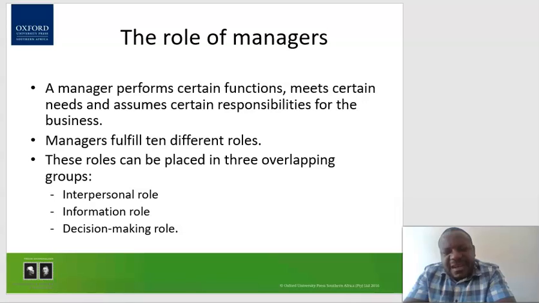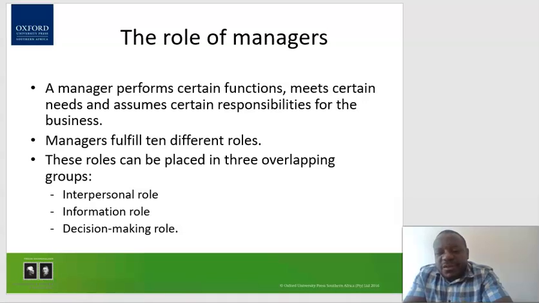Managers, if you read the textbook, as I said, this is now part of your tutorial task. Managers perform certain functions, they meet certain needs, and assume certain responsibility for the business. They fulfill 10 different roles, which are clearly stated in your textbook. And these roles can be classified into 3 overlapping groups, which are the interpersonal role, the information role, and the decision-making role. So they play 10 different roles, but those roles can be classified into 3 categories.